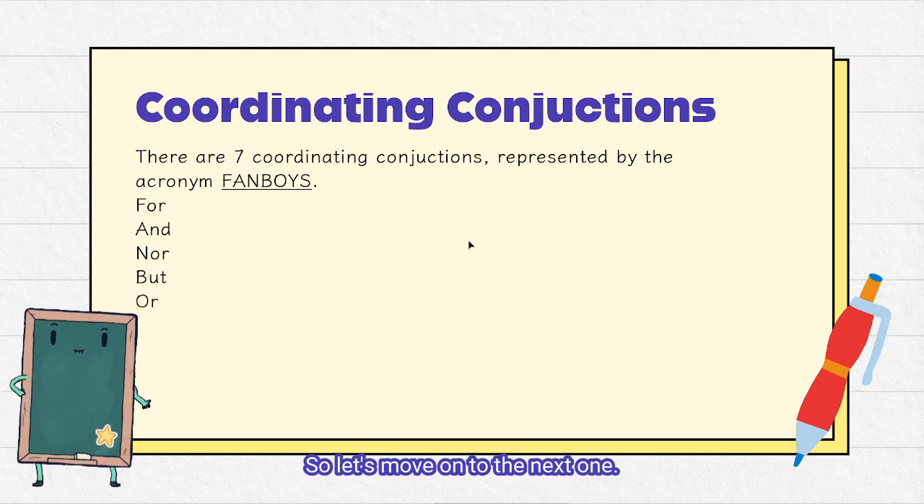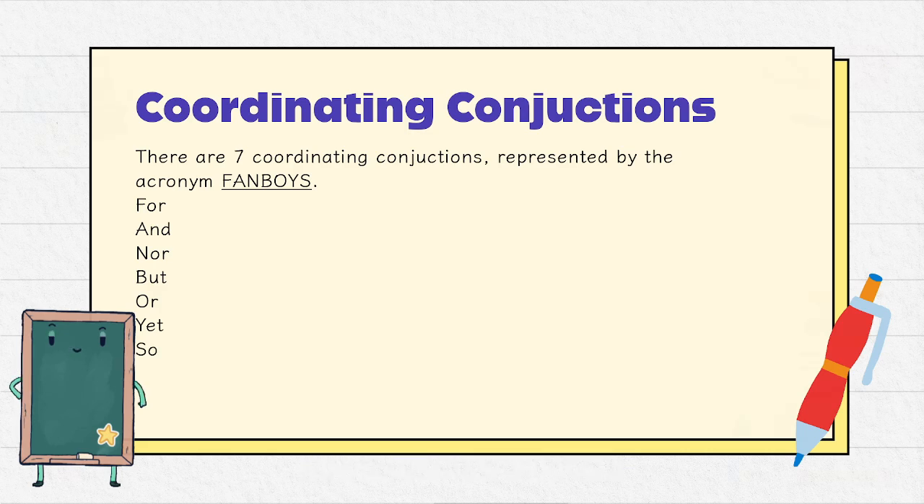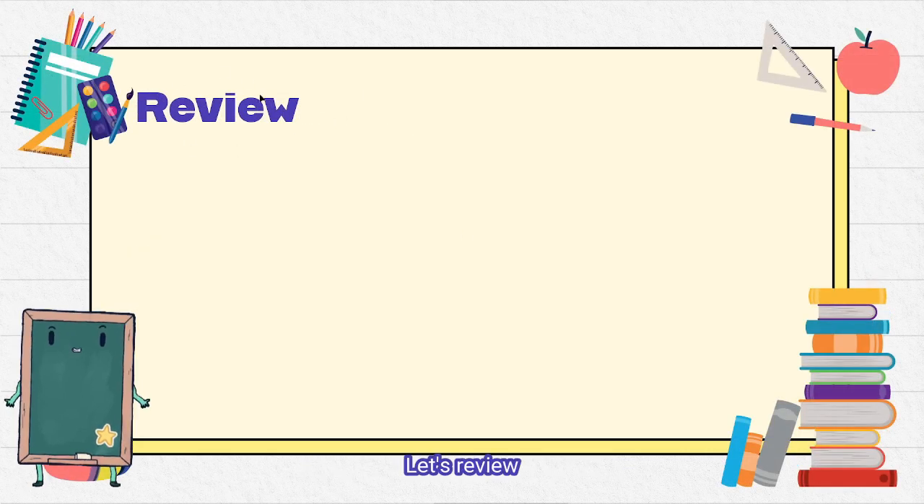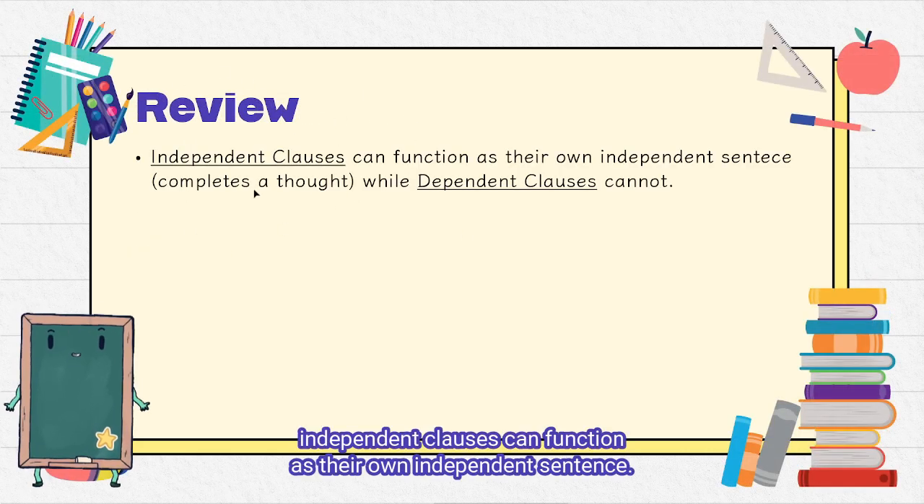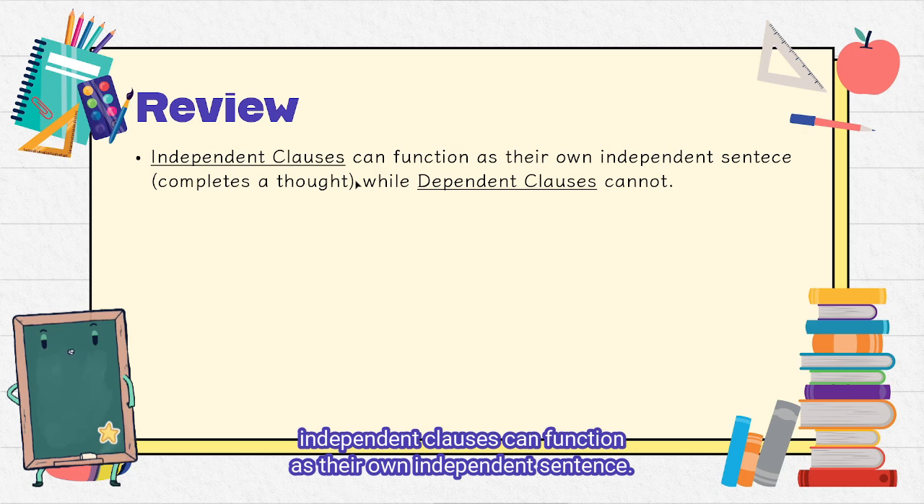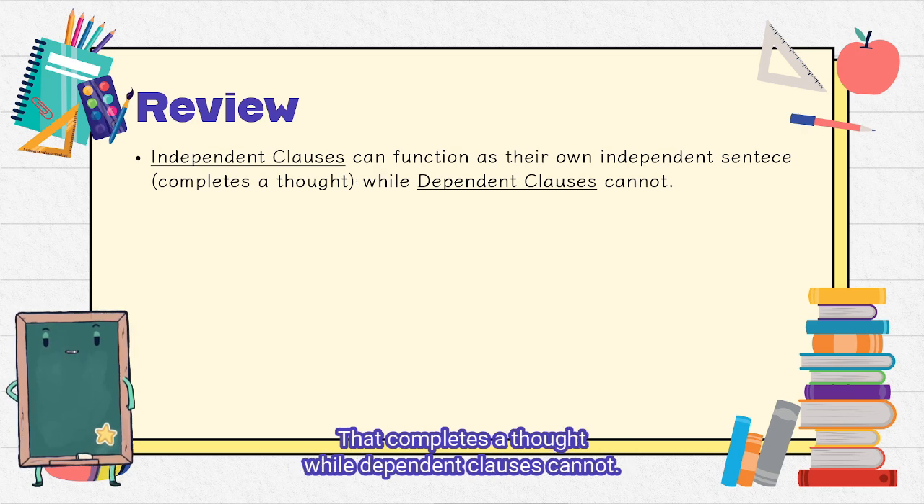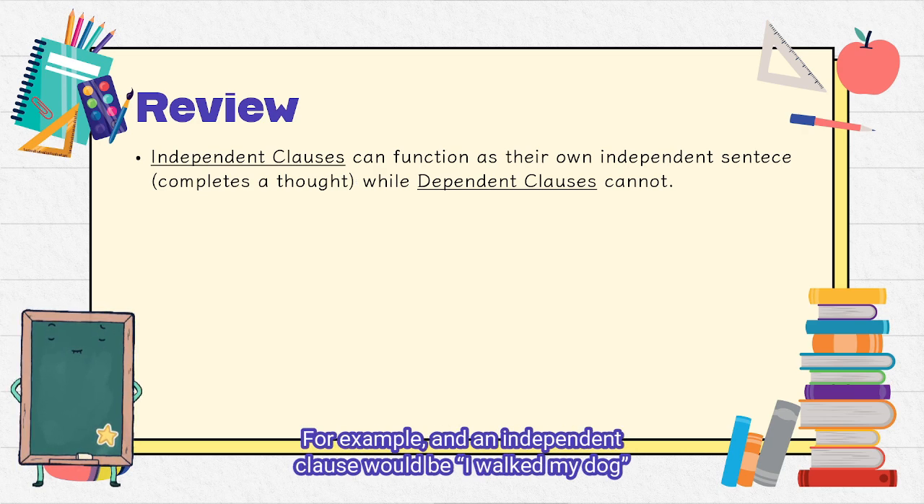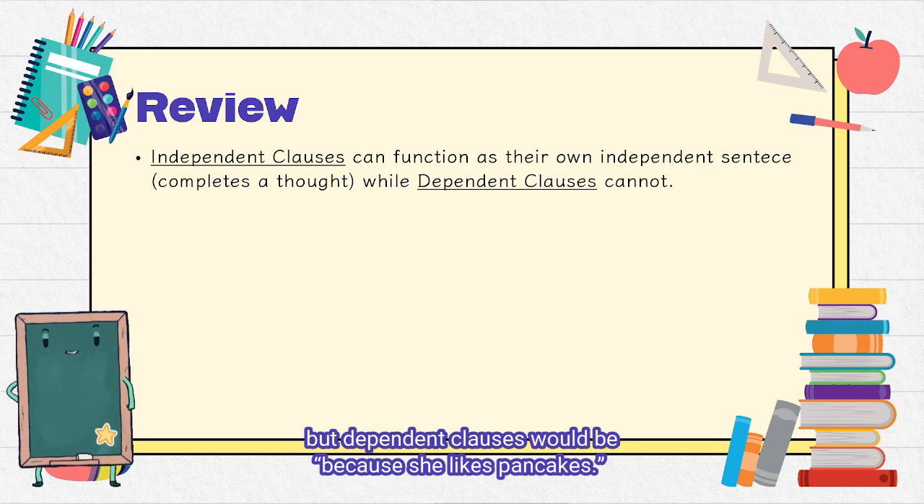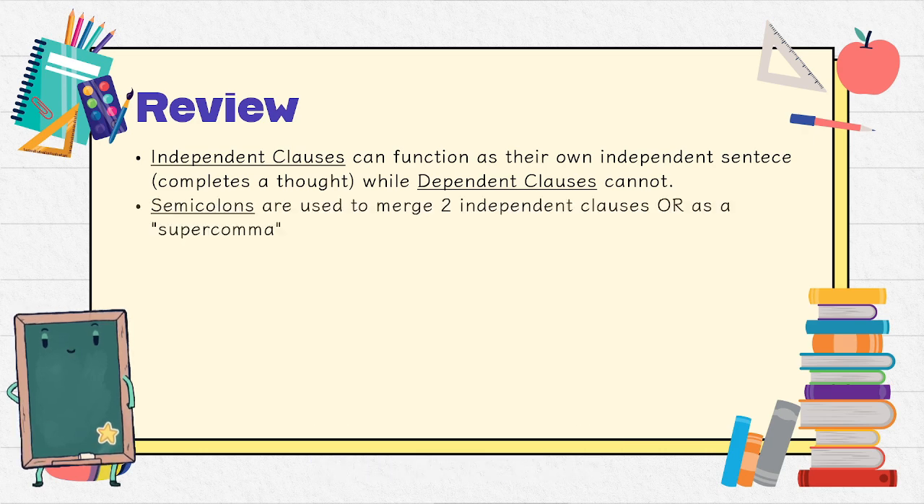So let's move on to the next one. Let's review. Independent clauses can function as their own independent sentence that completes a thought, while dependent clauses cannot. For example, an independent clause would be, I walked my dog, but a dependent clause would be, because she likes pancakes.